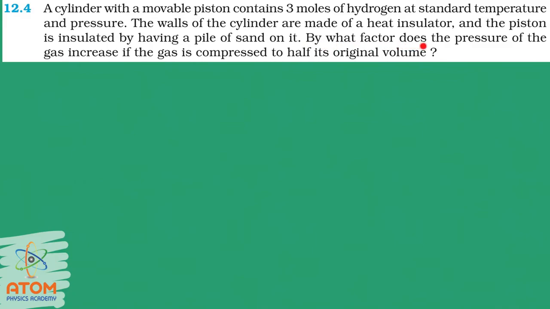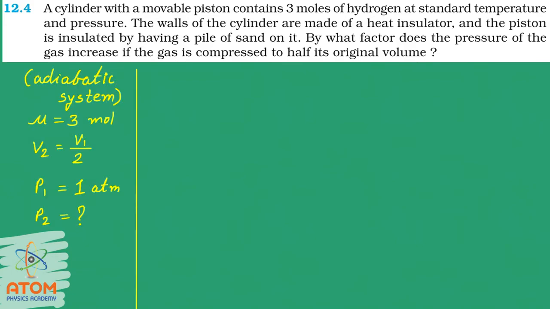By what factor does the pressure of the gas increase if the gas is compressed to half of its original volume? In short, an adiabatic system is taken filled with gas and it is compressed to half of the volume. Then we need to find out what will be the new pressure.